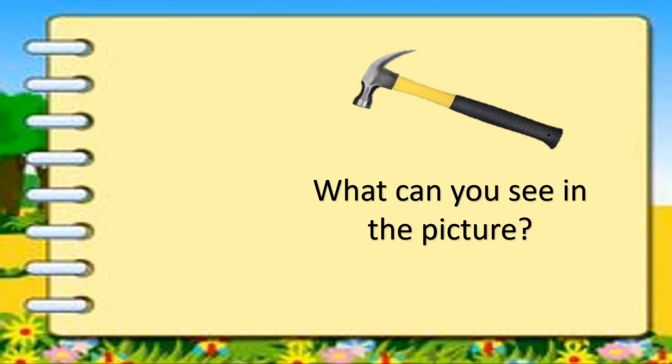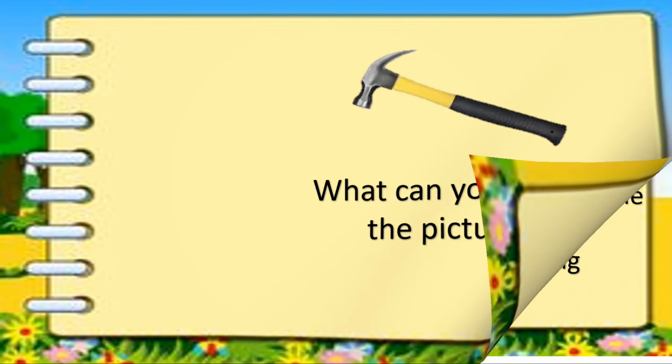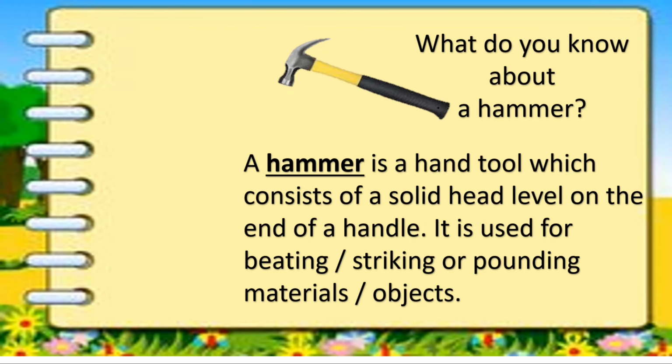Now, what can you see in the picture? Do you have this kind of material in your house? What do you know about a hammer? Let us now identify the meaning of a hammer. A hammer is a hand tool which consists of a solid head on the end of a handle. It is used for beating, striking, or pounding materials or objects.